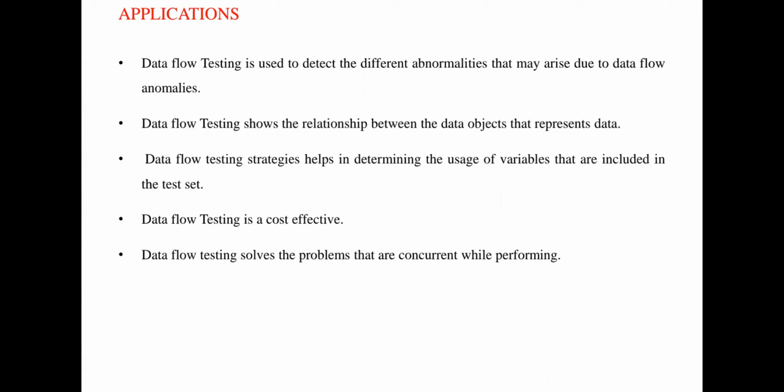Next one, it shows the relationship between data objects that represent data. When you go for data flow testing, it will check whatever path you have taken between the data objects. It will show the link, what the connection is between the data objects. Next one, we have the concept called strategies. We have different types of strategies. By using strategies, it helps in determining the usage of the variable. By using different strategies, how the variable has to be used will be determined, and that is included in the test.